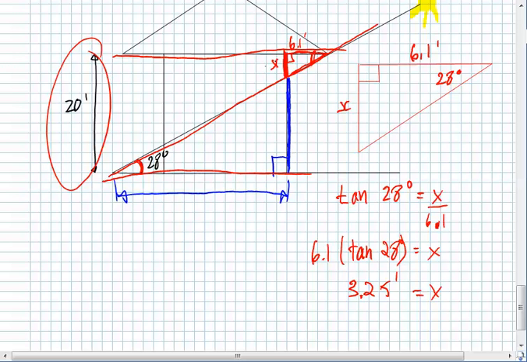The whole thing is 20 feet, which means that this has to be 16.75 feet. So that's exposed. The 3 1/4 is hidden by shadow. The other 16 3/4 feet of wall is exposed to the sun. So that's how you solve question number 15.